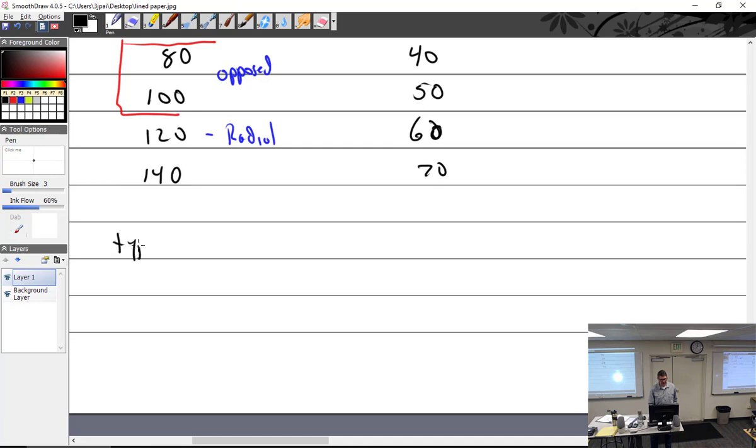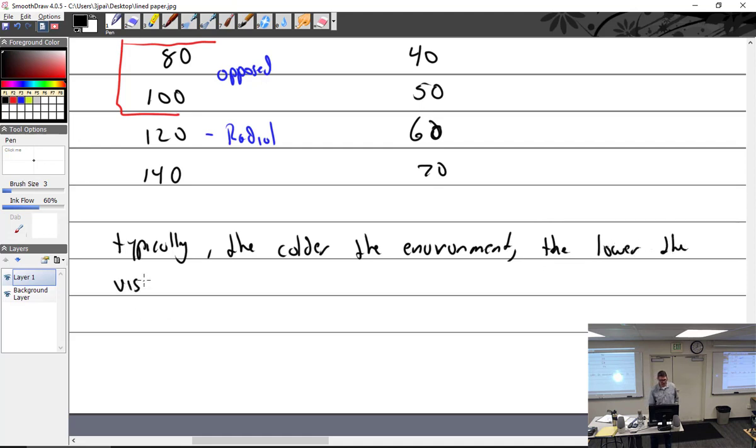Typically, the colder the environment, the lower the viscosity should be. I'll put "selected" so that you don't think I'm talking about oil just sitting there on the shelf and it gets colder and gets more liquid. It's the opposite, obviously. Typically, the colder the environment, the lower the viscosity; the higher the temp, the higher the viscosity.